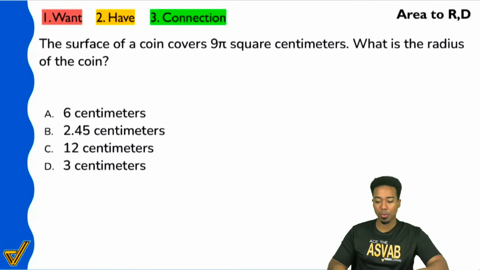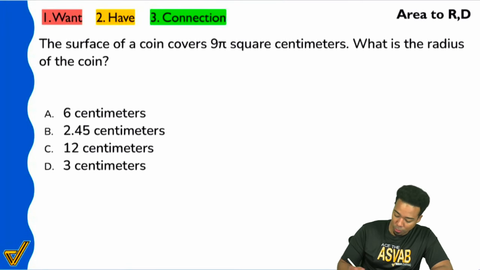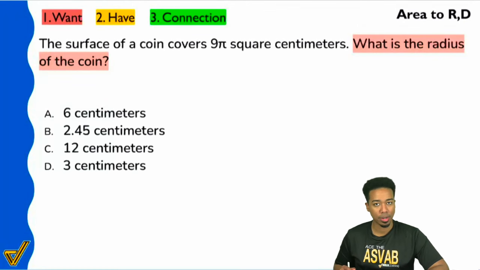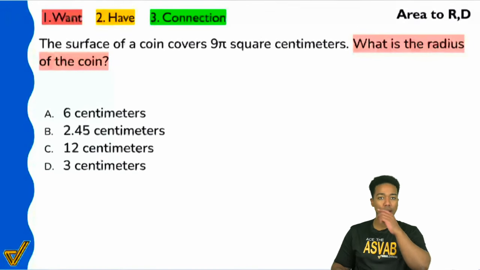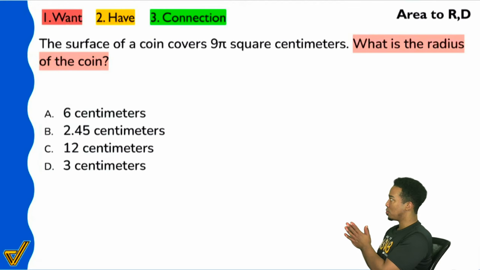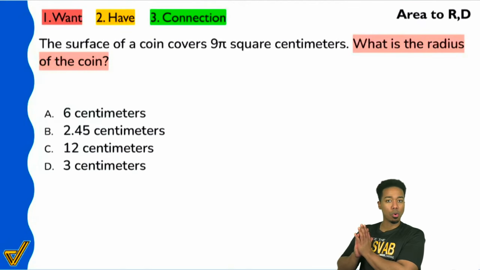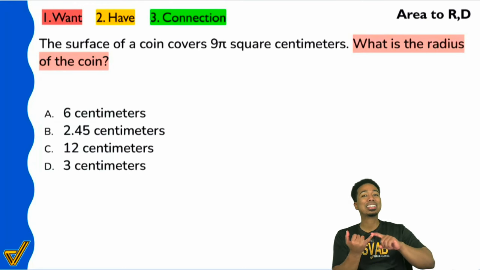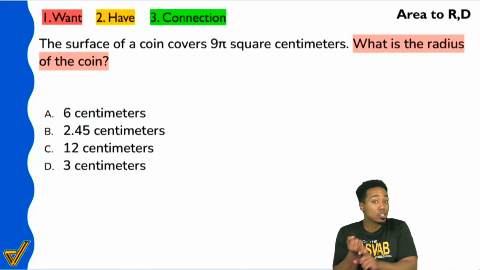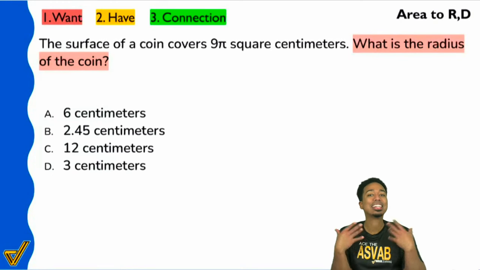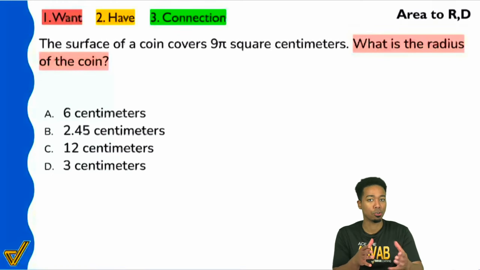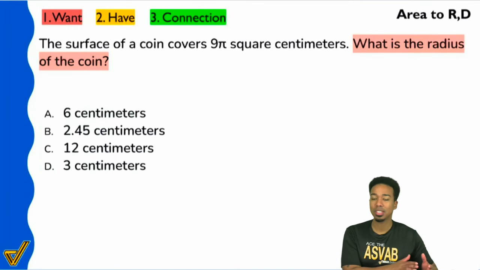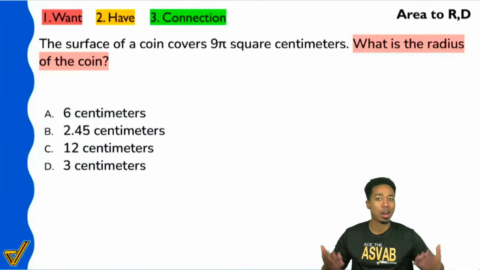So my party people, here we go. Everybody, first things first, read the question. It says, what is the radius of the coin? Notice how it doesn't say that we're talking about a circle. They do say that we're talking about a coin, which is a circular object in nature, but the fact that they ask what is the radius implies inherently that you're discussing a circle. Yes or no, does that make sense? If a question is asking you to find the radius of something, they're implying that you're talking about something circular.